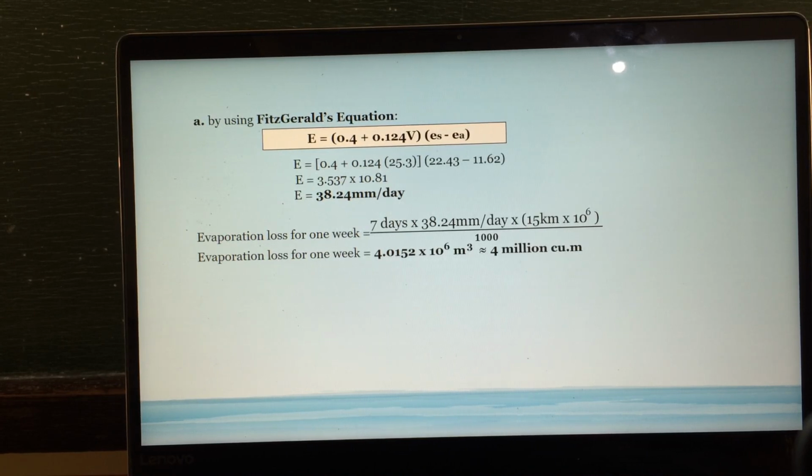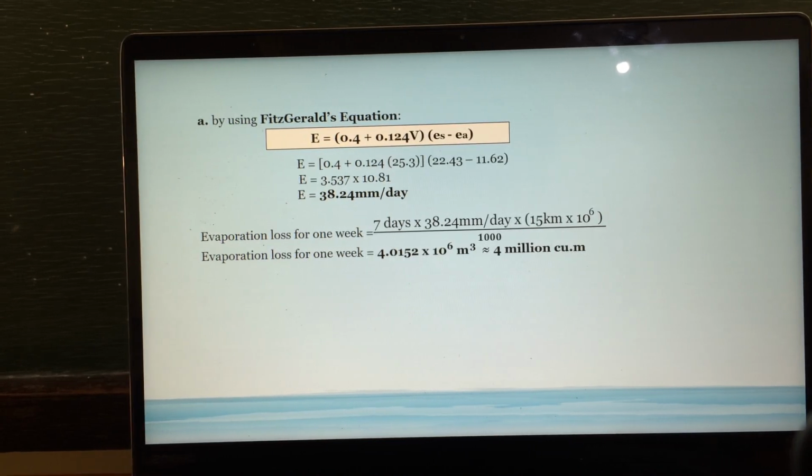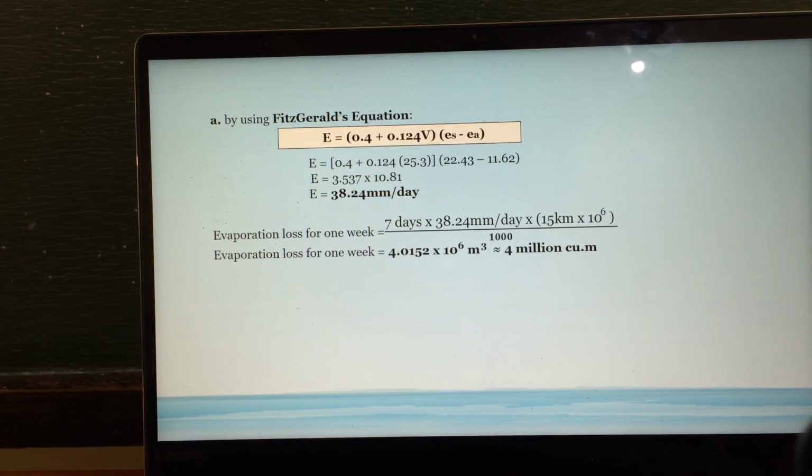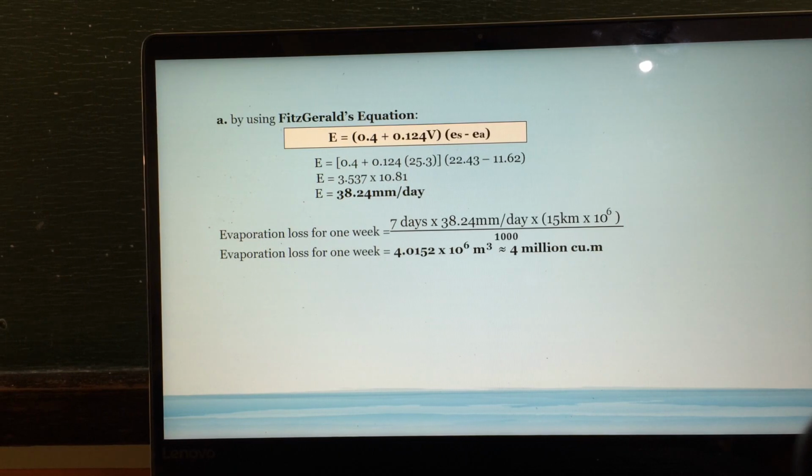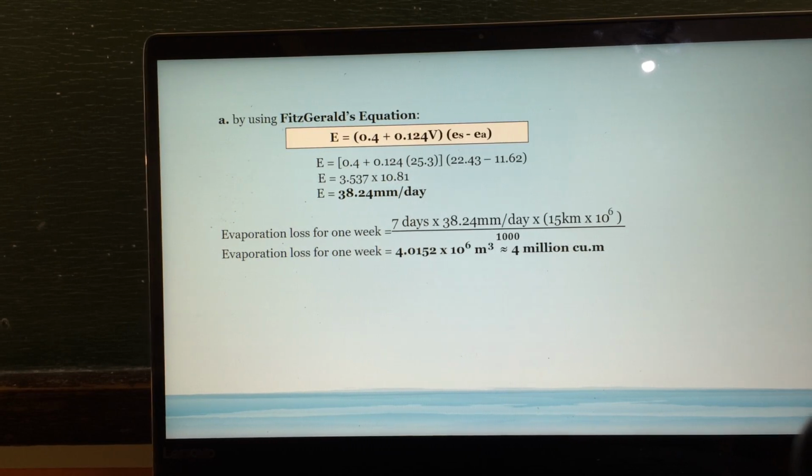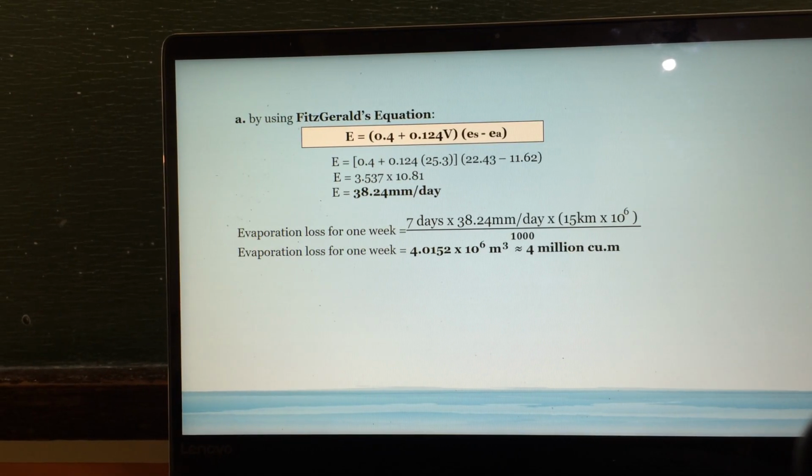Evaporation loss for 1 week is equal to 7 days times 38.24 mm per day times the quantity of 15 kilometers times 10 raised to 6 over 1000. Evaporation loss for 1 week is equal to 4.0152 times 10 raised to 6 cubic meter, or 4 million cubic meter.